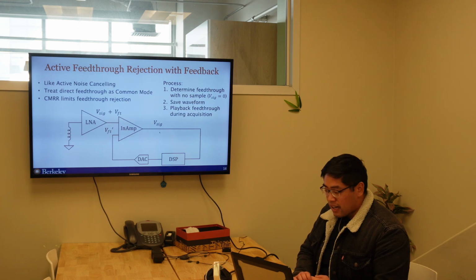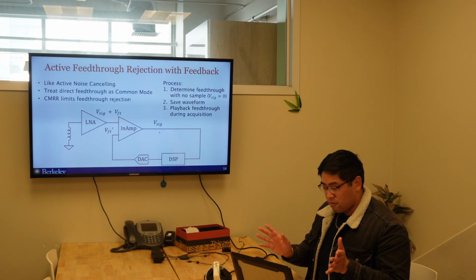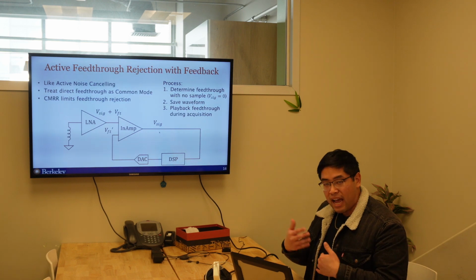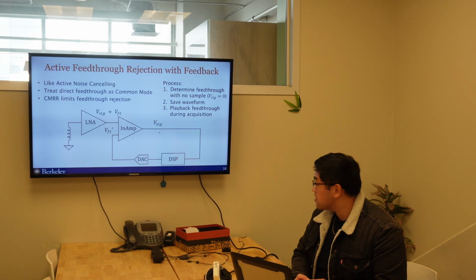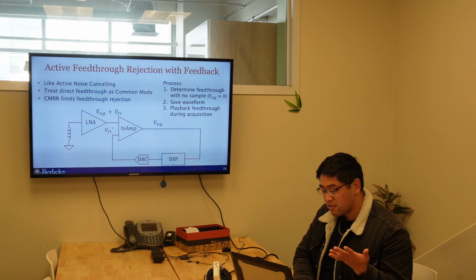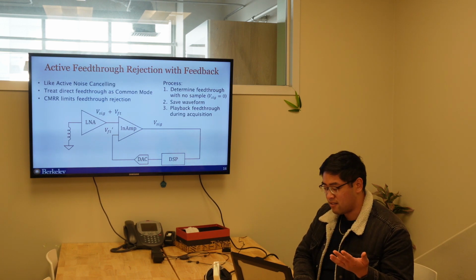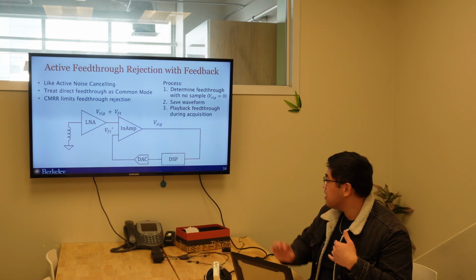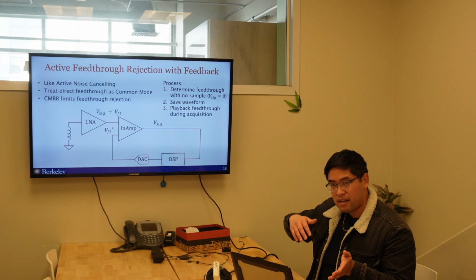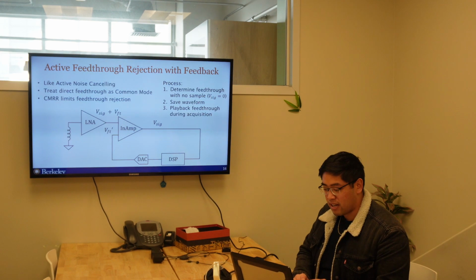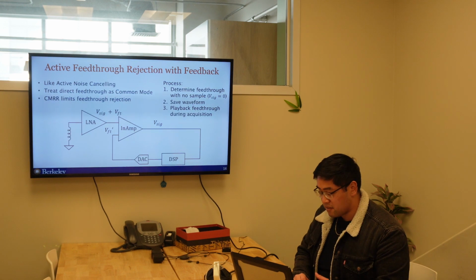So we can suppress the feed-through interference well below the noise floor by using some more active cancellation methods. If we treat the feed-through as a common mode interference source, we can use an instrumentation amplifier to subtract that feed-through. And that would be in tandem with the gradiometric coil. So a linear combination of the two, and we should be able to suppress our interference below the noise floor.